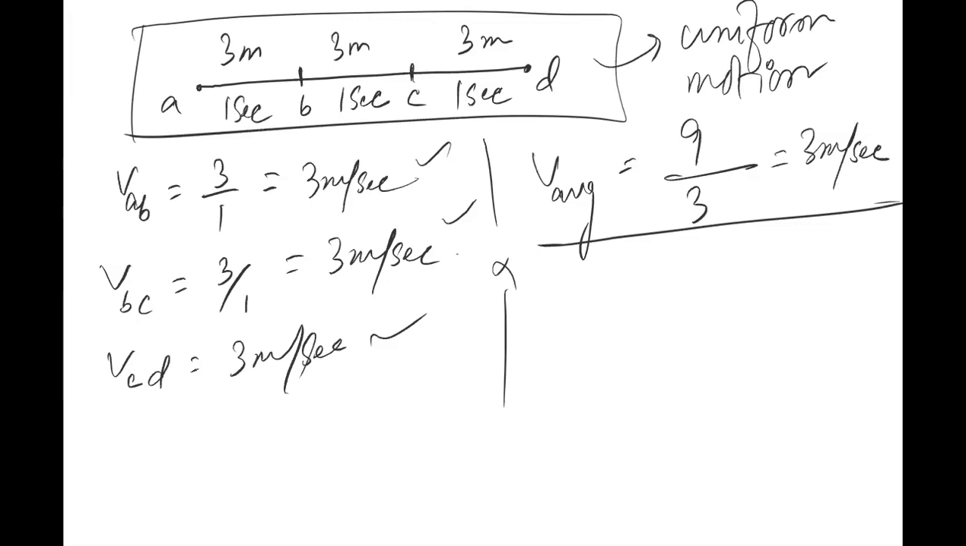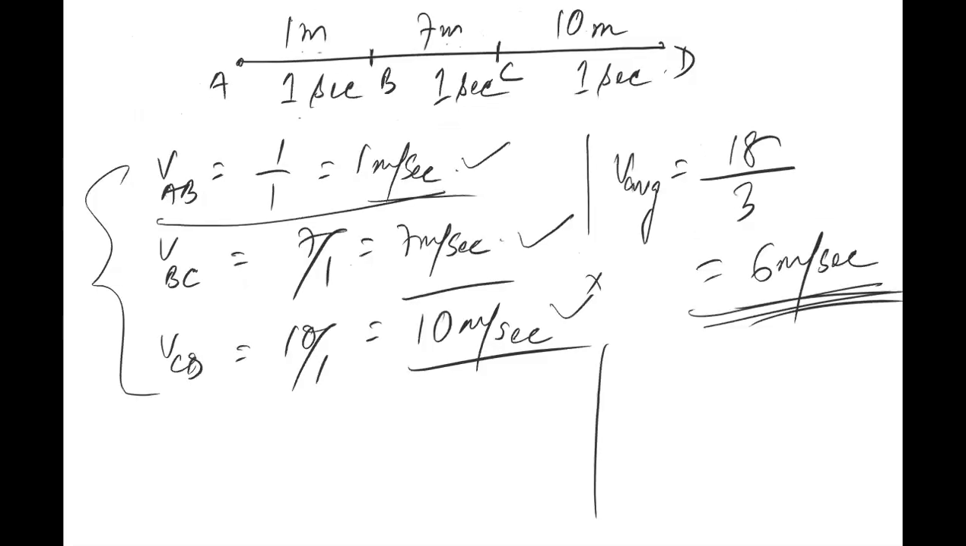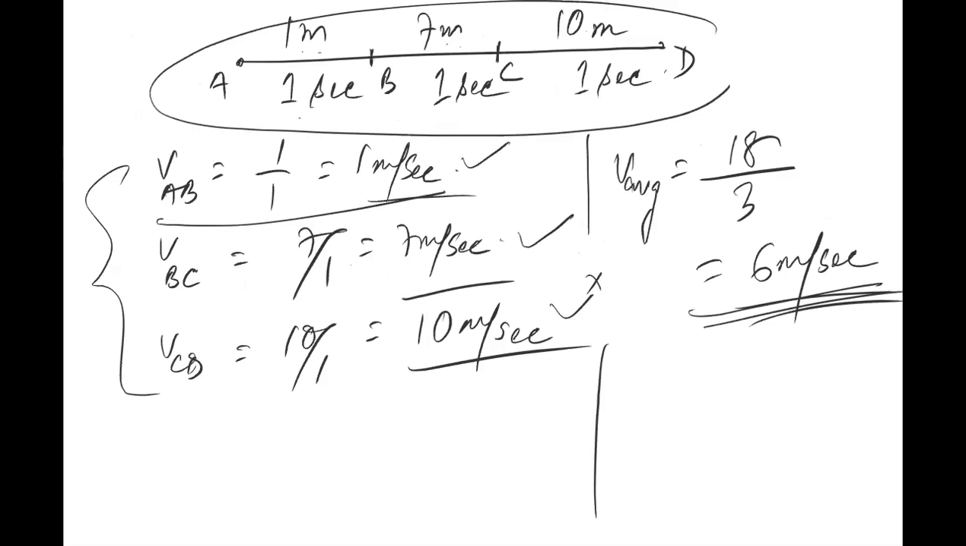And if the body covers different distances in equal intervals of time, then in that case, average and instantaneous will not be same. And this kind of motion is called non-uniform motion, and this kind of speed is called non-uniform speed.